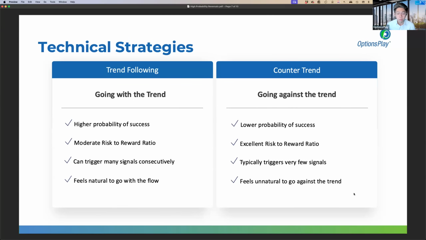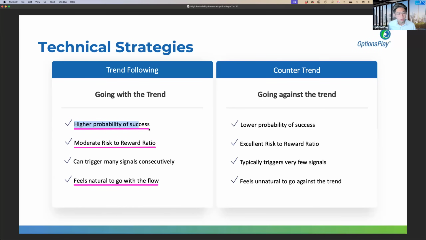And it's easy to understand, right? You find a stock that's trending higher and you're just hoping to ride that wave, or vice versa, a stock that's trending lower and you're hoping to ride that trend lower. And these types of strategies are very popular because they generally have a higher probability of success. However, because you are identifying a trend after it has already started, your risk to reward ratio, generally speaking, is more modest or more moderate. But it feels natural to go with the flow. You generally have high probability of success.